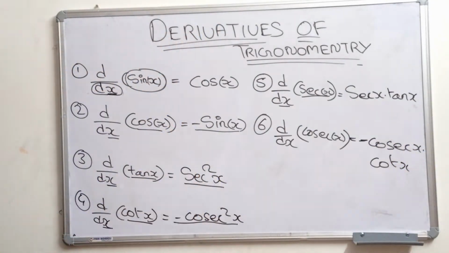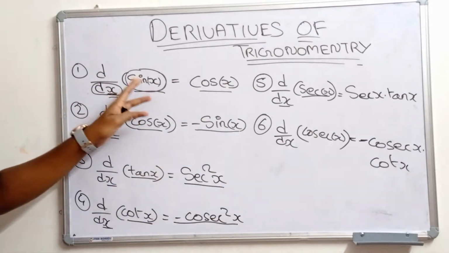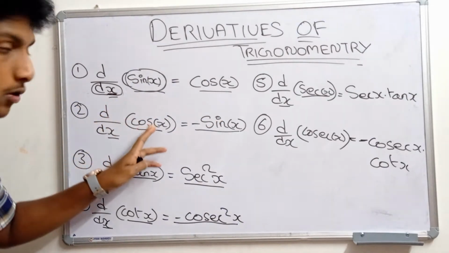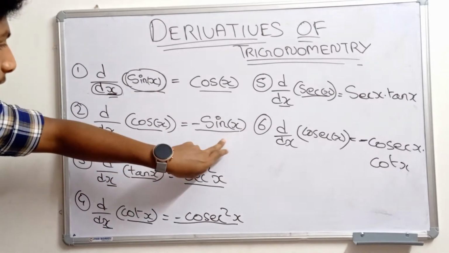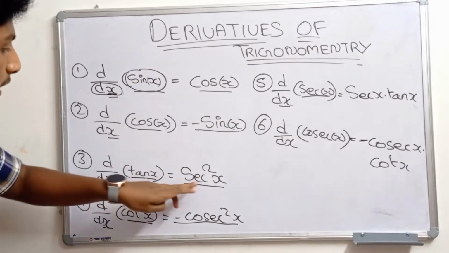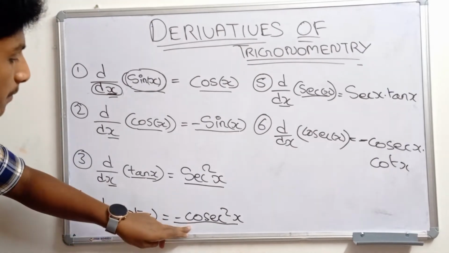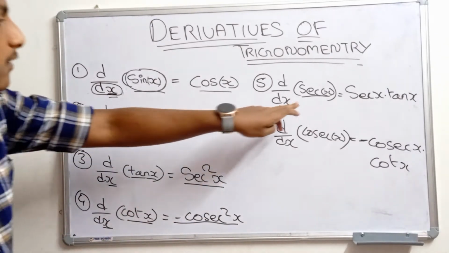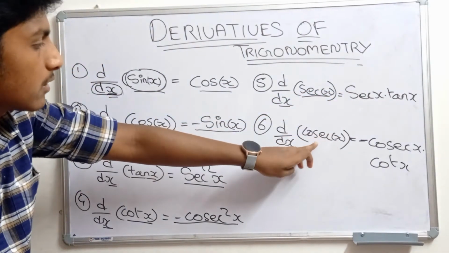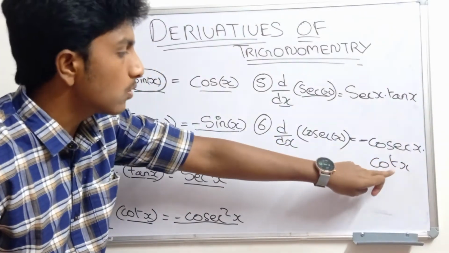Guys, once again I will explain. When you differentiate sin x with respect to x, you will get cos x. When you differentiate cos x with respect to x, you will get minus sin x. When you differentiate tan x with respect to x, you will get secant square x. When you differentiate cot x, you will get minus cosecant square x. When you differentiate secant x, you will get secant x into tan x, and when you differentiate cosecant x, you will get minus cosecant x into cot x.